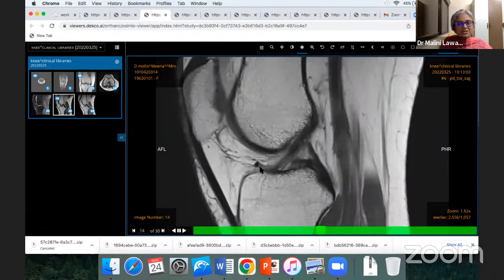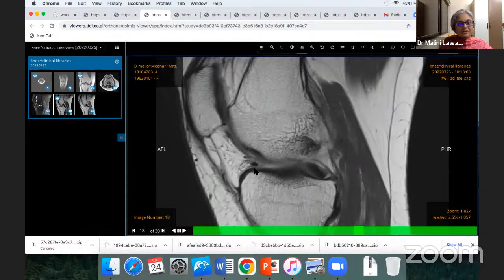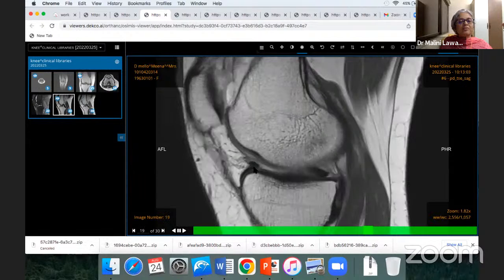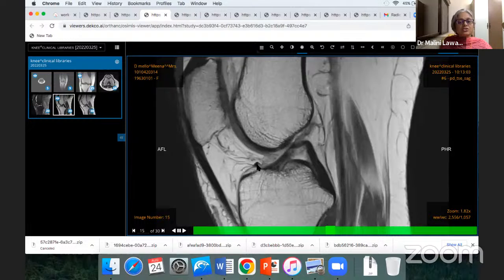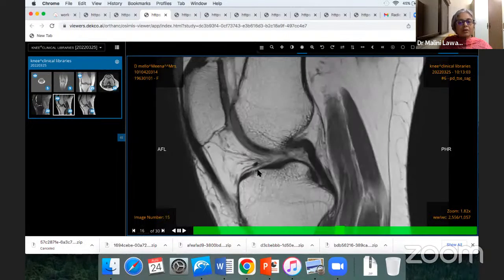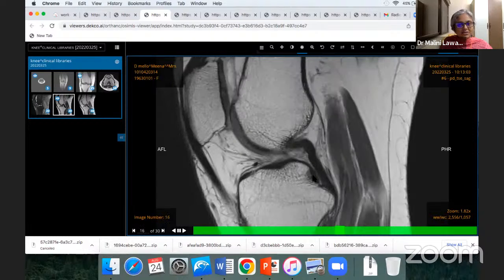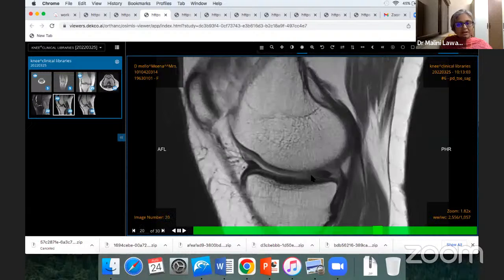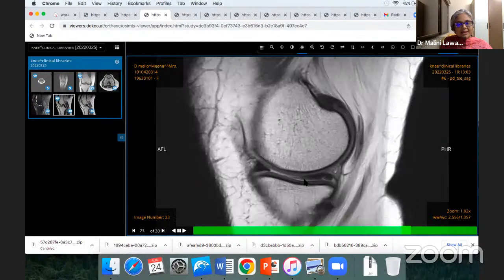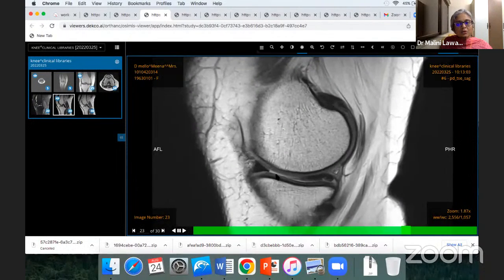You can see the structure here. It's coming all the way to the other side and joining the anterior horn of medial meniscus. So you should not get confused with a loose body or a meniscal tear. This is the posterior root of medial meniscus. It should be seen where the PCL is seen. You can see the structure here. So that's fine. And then here this medial meniscus does not look all right. This is normal anterior horn. This posterior horn does not look all right.